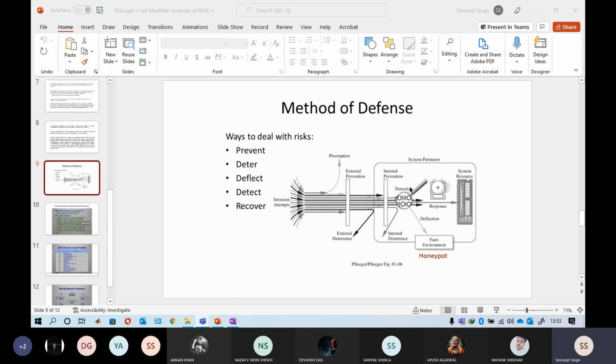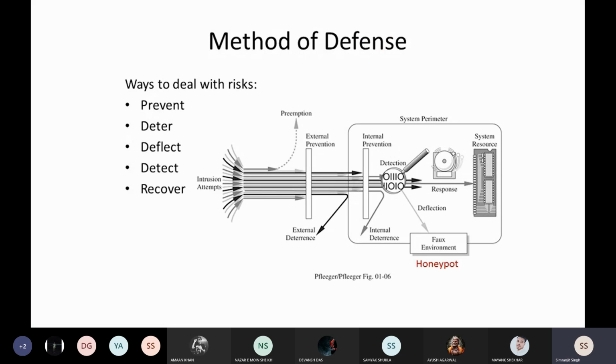Okay, sorry for that. Now, coming towards the same thing, how can you do a little bit of defense of these things. The first one is prevent. There are already security controls that I have told you. You can prevent something from happening by installing physical system logs and other things. Prevention means you avoid any kind of risk or threat before it happens.